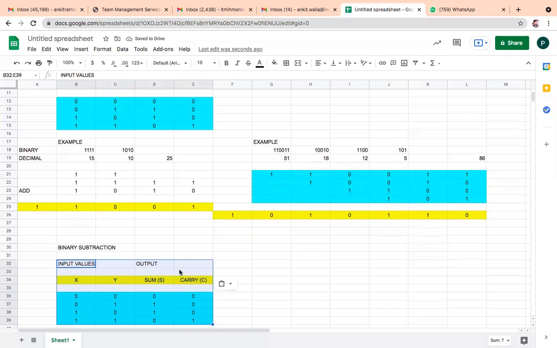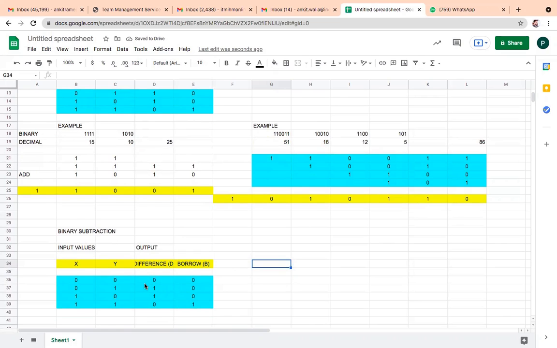So this sum will be replaced by difference, that is capital D, and this will be borrow, not carry. So this would be B. Now any guesses, please? 00 11 0101, but this time we are performing the subtraction operation. Sir, everything is zero when it comes to 0 and 0. Difference is also zero, borrow is also zero.